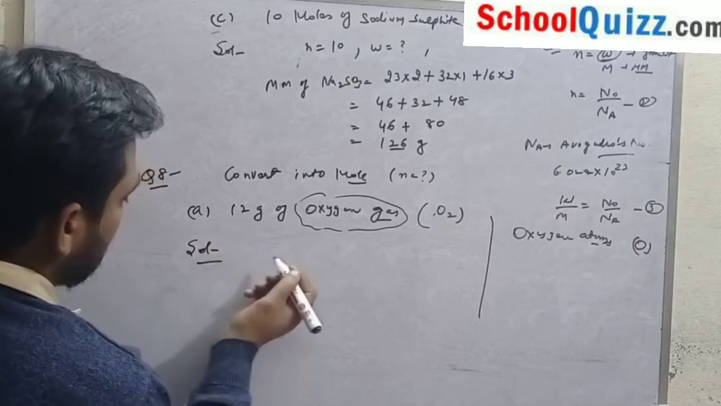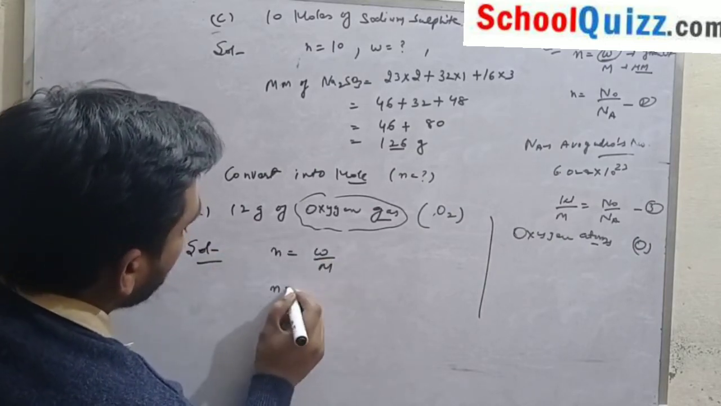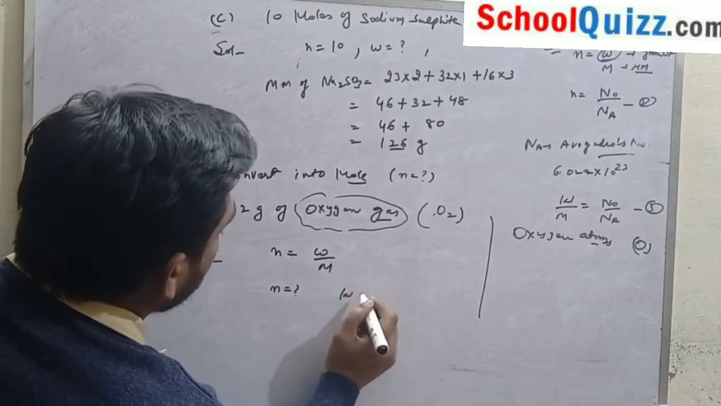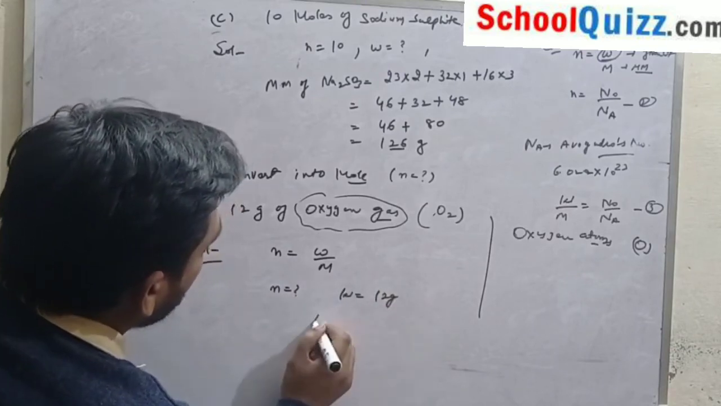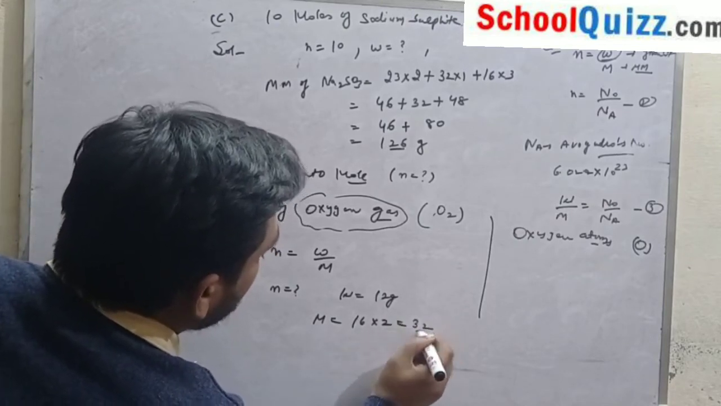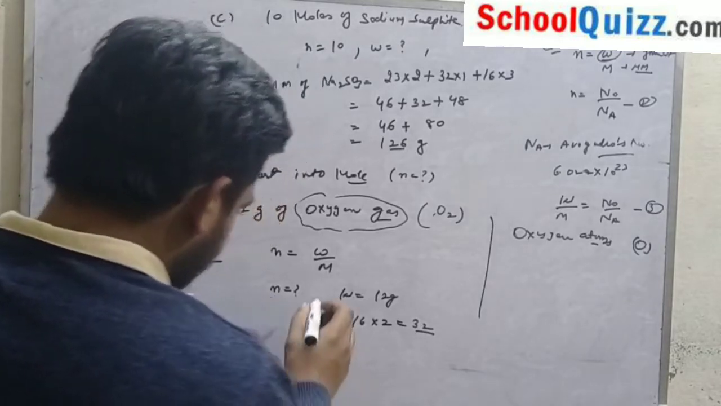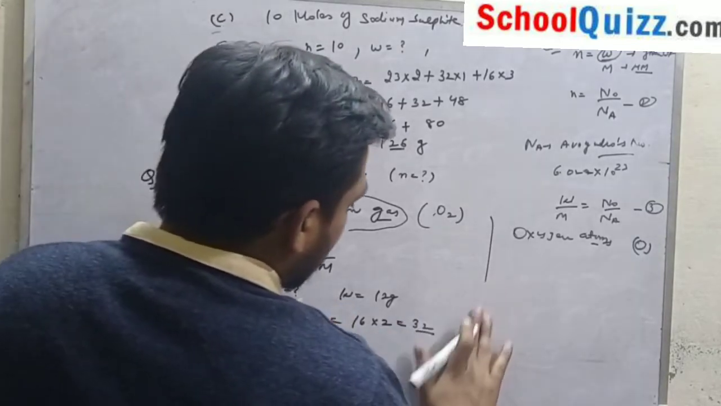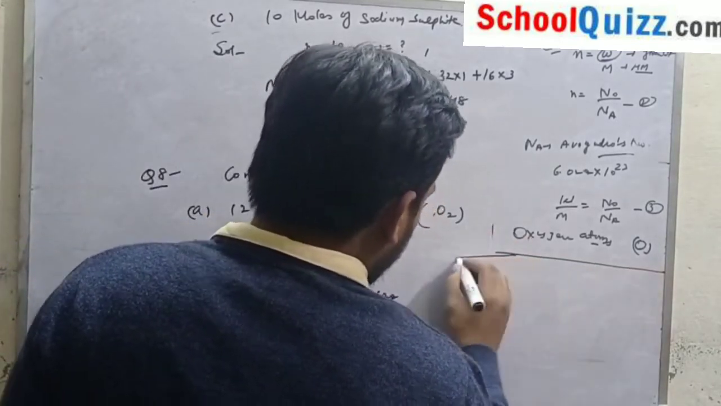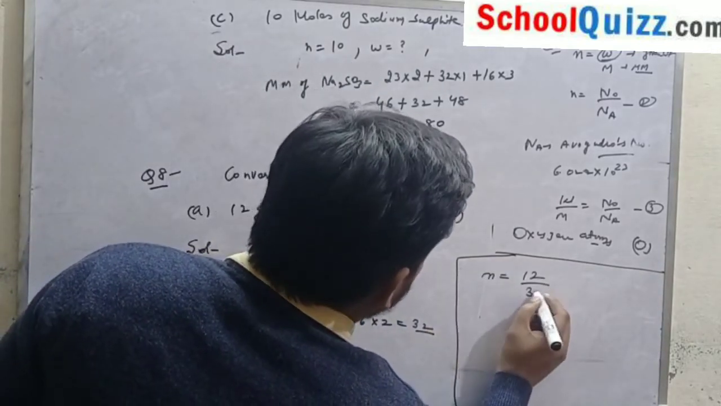So n equal to W upon M. We have to find n, and W is 12 gram. The molecular mass is 16 into 2, that is 32. Now we have to calculate small n. So n will be equal to 12 upon 32.